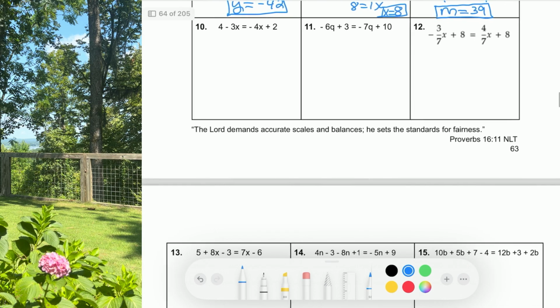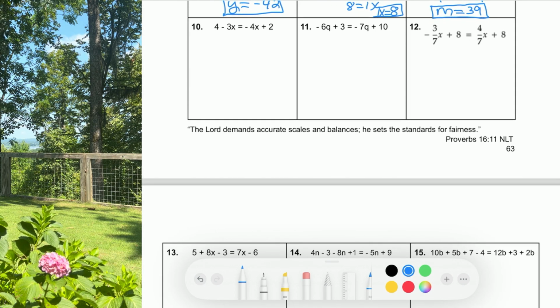Okay, let's scroll up and look at number 10. Number 10 has numbers and variables on both sides. So we're going to add a step here. Same process, we're just adding an extra step. So the first thing I want to do is get my constants, the numbers that don't have a variable, with each other, and then get my variables together. So the first thing I'm going to move is the 4. I'm going to say minus 4, minus 4.